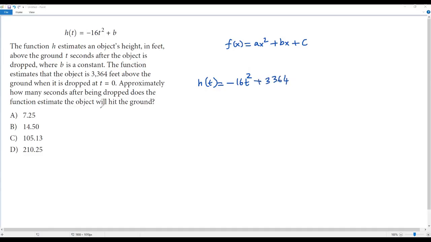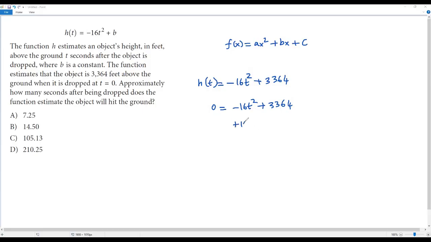And our aim is to find the time when the object hits the ground. So when the object hits the ground, the height will be 0. That is, this h of t will be 0. Then we have 0 equals negative 16 t squared plus 3,364. Now in this equation, we have to solve for t. That gives the time when the object hits the ground.